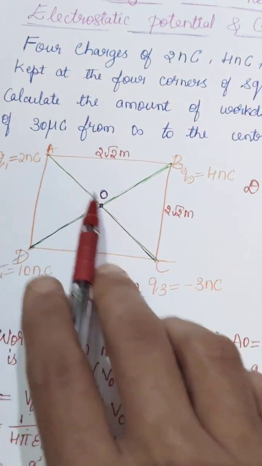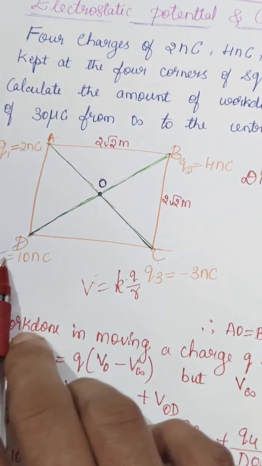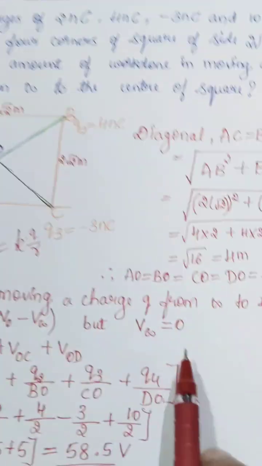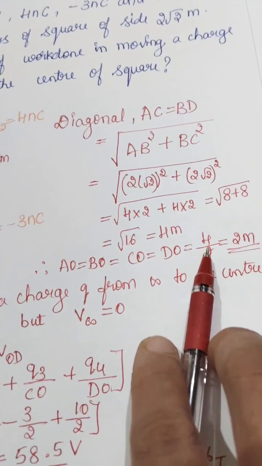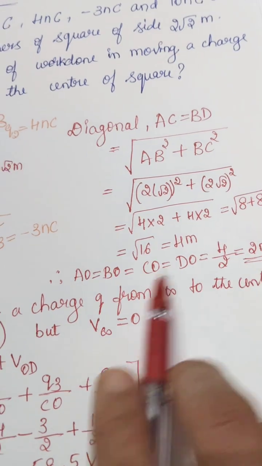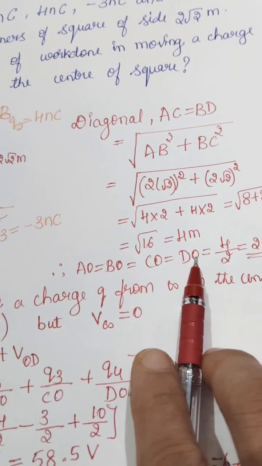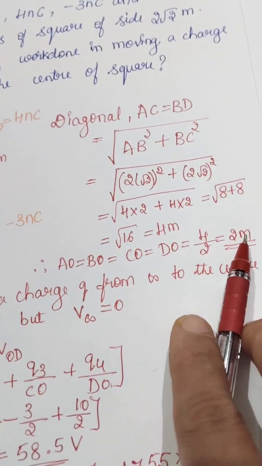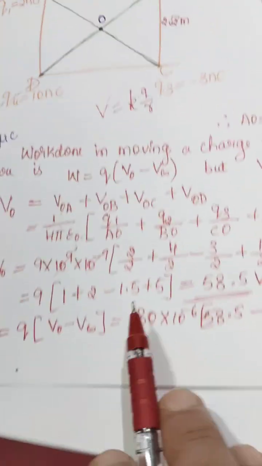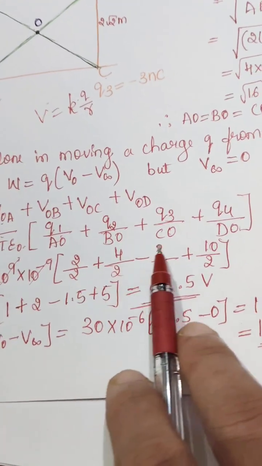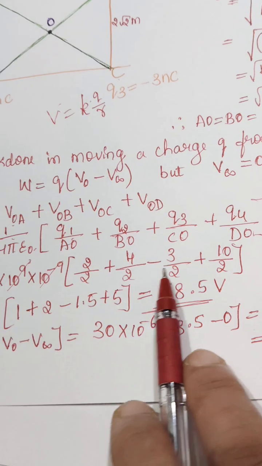But A to O, B to O, C to O, D to O, all these are half of the diagonal. So that's why diagonal by 2 is 2 meter. We came to know that all these four are equal, 2 meter. So that's why here if I substitute, all these are equal, 2 meter only, right?